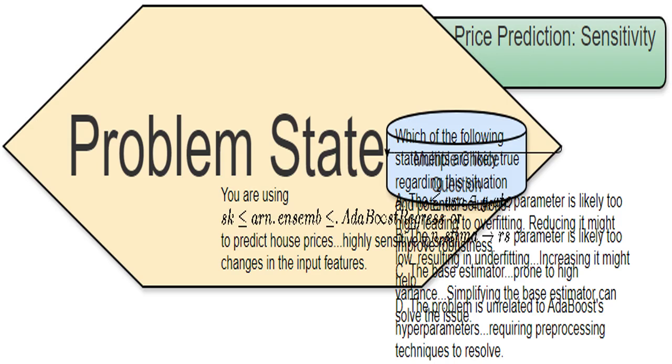I'm tackling a machine learning problem, predicting house prices using AdaBoostRegressor from Sklearn. I've built a model, and it looks good based on the R-squared score. However, I've noticed that even tiny changes to the input features, like house size or location, lead to big changes in the predicted price. That's a problem because a reliable model shouldn't be so sensitive.